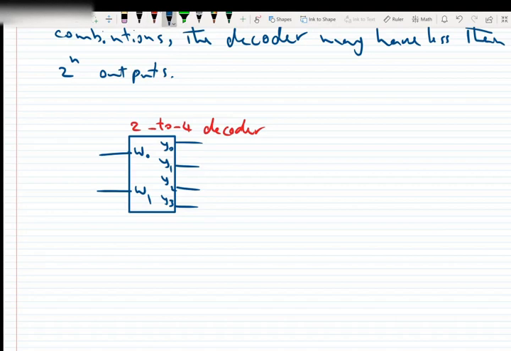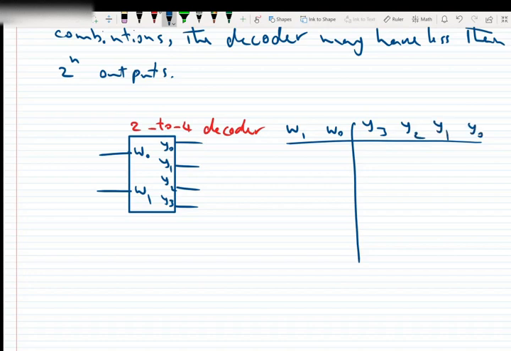The truth table of this decoder is in this form. We have W1, W0, and Y3, Y2, Y1, Y0, with outputs 0 0 0 1, 0 0 1 0, 0 1 0 0, 1 0 0 0. If the inputs are 0, 0, it is like the value of 0, and it says that the output number 0 should be activated. So we say the output number 0 will be 1.